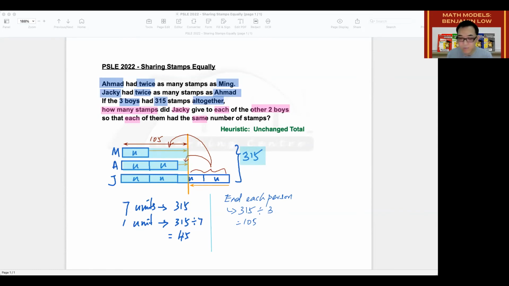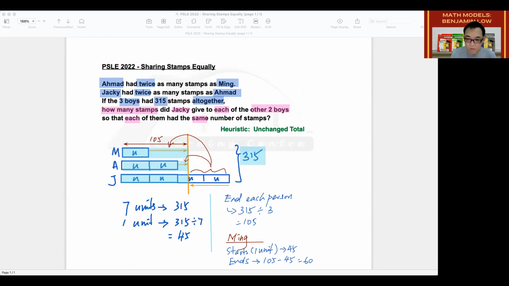Now, in order to know how much Ming needs to get from Jackie's share, we need to know how much he has right now. We have Ming, who starts with 1 unit, and 1 unit is 45. So Ming starts with 45, and he ends with 105. If he started with 45 and he ends with 105, how much does he receive? What do you think? Yes, you should take 105 minus what he starts with. So he needs to receive 60.